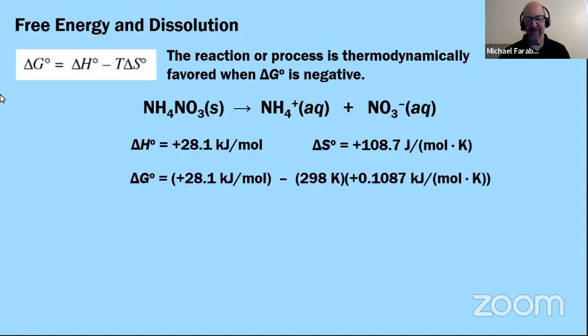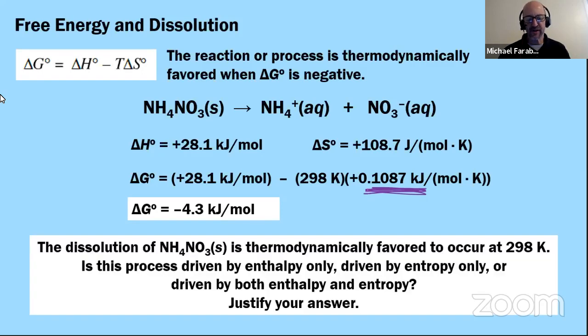Again, watch what I did there as I divided the delta S by 1,000, so I could get my units in kilojoules, so pay attention to that. And the delta G is in fact negative 4.3 kilojoules per mole, so the dissolution of ammonium nitrate is favored to occur. Is this process driven by enthalpy only, entropy only, or both? So consider the sign of delta H and delta S. Which one or both is driving the dissolution of ammonium nitrate?